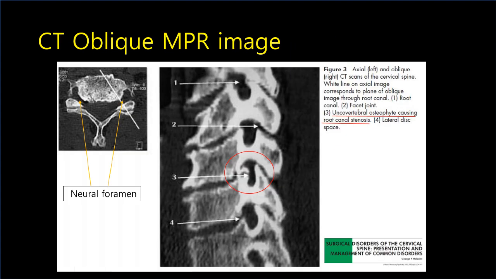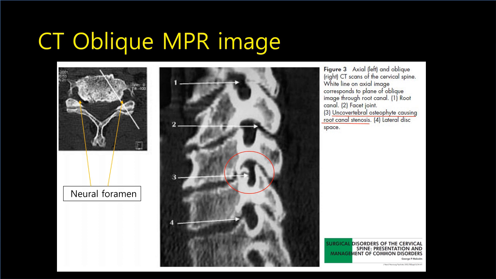This figure is an image reconstructed as an oblique view using MPR from data scanned with a 3D sequence. The picture on the right shows the cross-section of the image cut with the white line of the axial image, and you can clearly see the narrowing of the neural foramen due to the osteophyte.